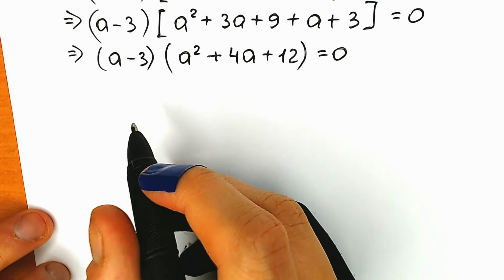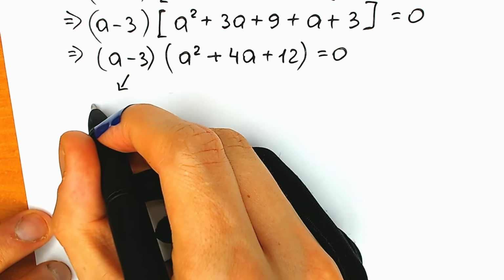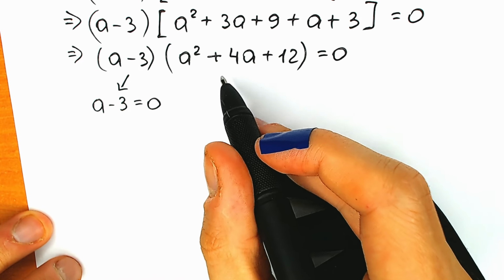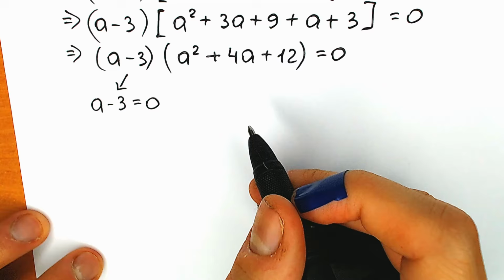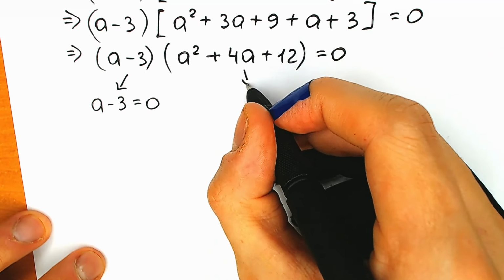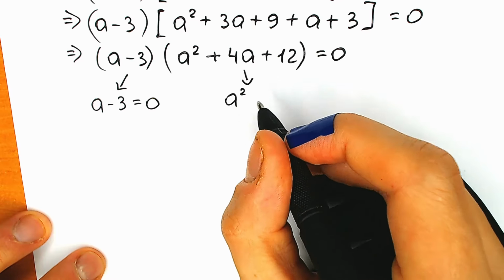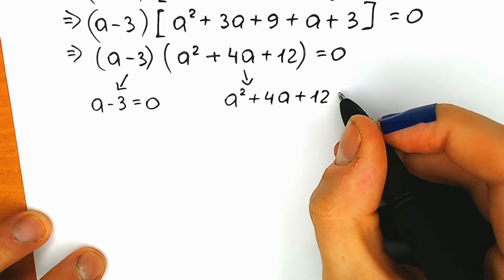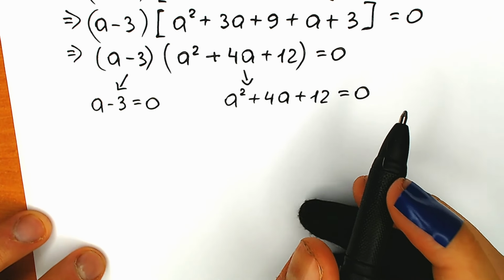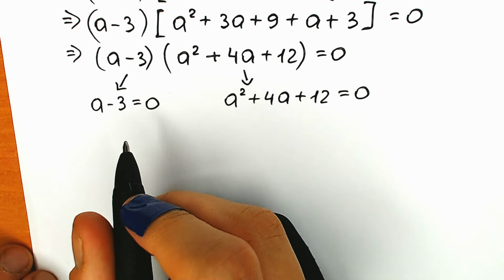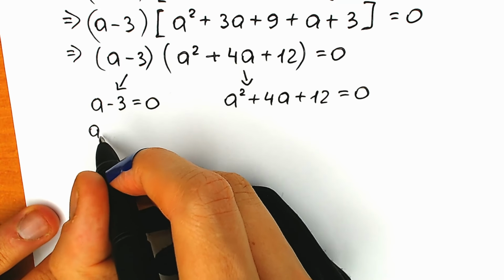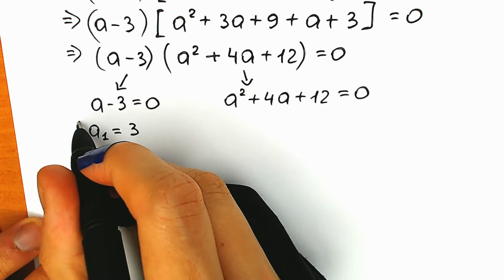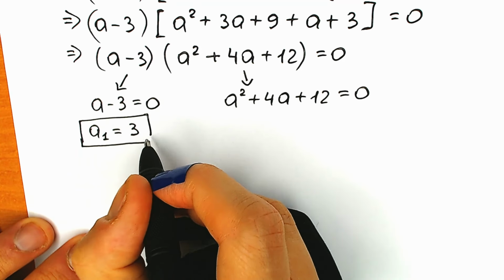So let's solve this first branch. So a minus 3 is equal to 0. Or in other parentheses, a squared plus 4a plus 12 equal to 0. So let's write the second branch. So we have a squared plus 4a plus 12 equal to 0. So we have two branches. First branch is easy because right here we can easily find our a first. So a first equal to 3 from here. So a first equal to 3. This is our first root of our equation.